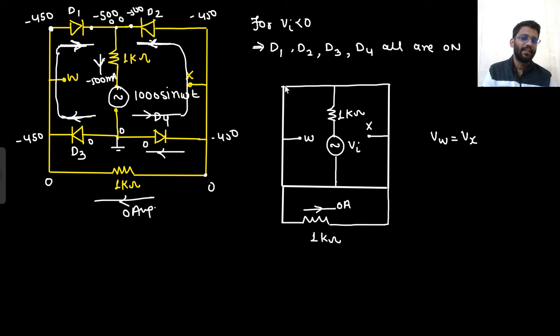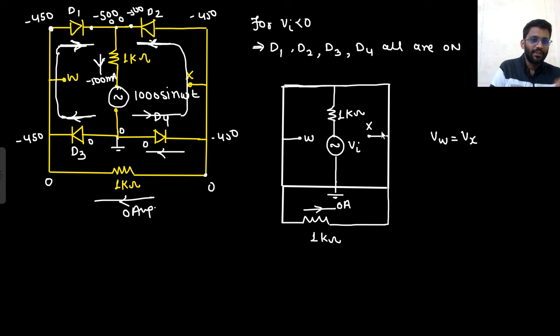So if this is VW, then this will certainly be VX. And because of that, it is having 0 ampere current. Can you define the voltage of VW and VX? In the exam, they are asking what is VW and what is VX. Now you can say that, sir, here I assumed it to be grounded. So my VW is 0 and VX is 0.